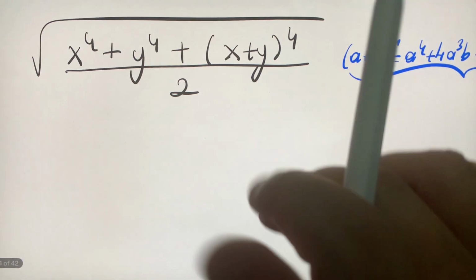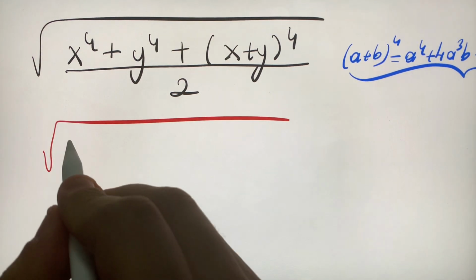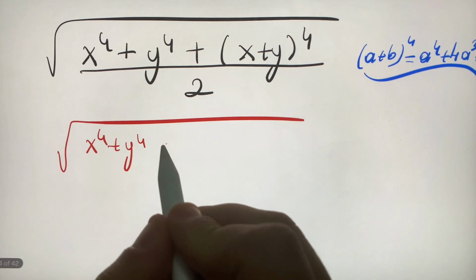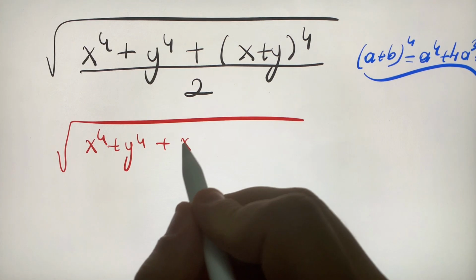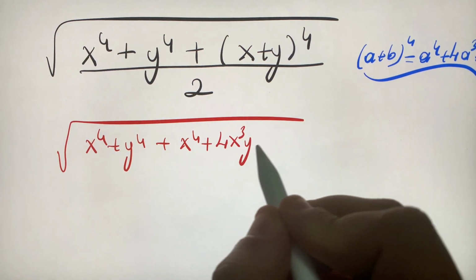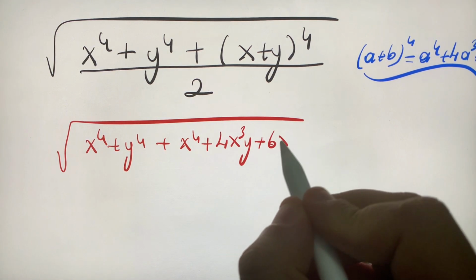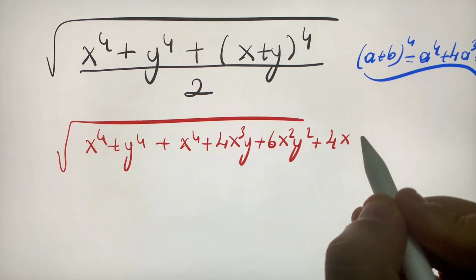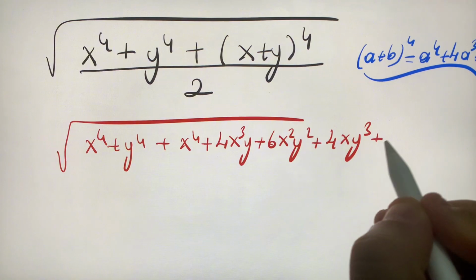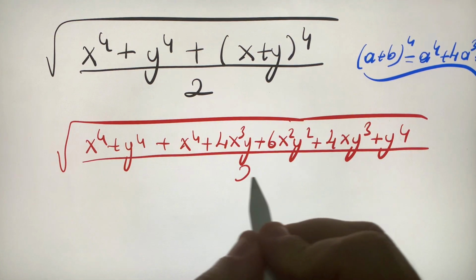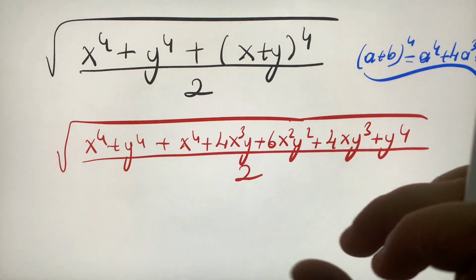What will be our expression? x to the fourth plus y to the fourth plus x to the fourth plus 4 times x cubed times y plus 6 times x squared y squared plus 4 times x times y cubed plus y to the fourth, all divided by 2. Now, what can I do next?